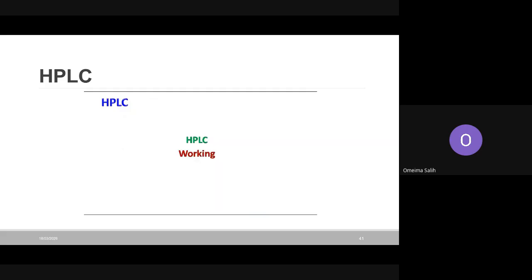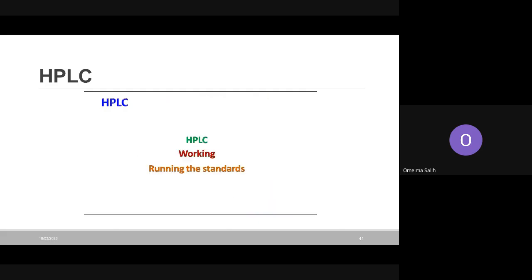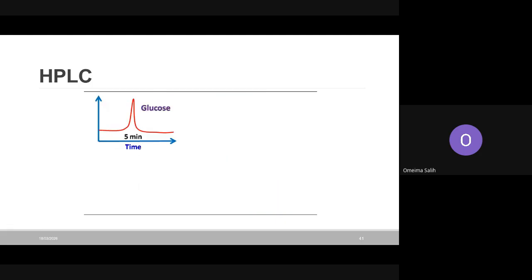Now let's see the working of HPLC. As the sample molecules get separated, they are detected by the detector and a peak is obtained on the computer. This peak is plotted with respect to the retention time. To identify the components, we need to have standards. Let's understand this with an example. Let's say we run glucose as our sample and the peak of glucose is obtained at 5 minutes. Next, we run sucrose as our sample and the peak of sucrose is obtained at 8 minutes.